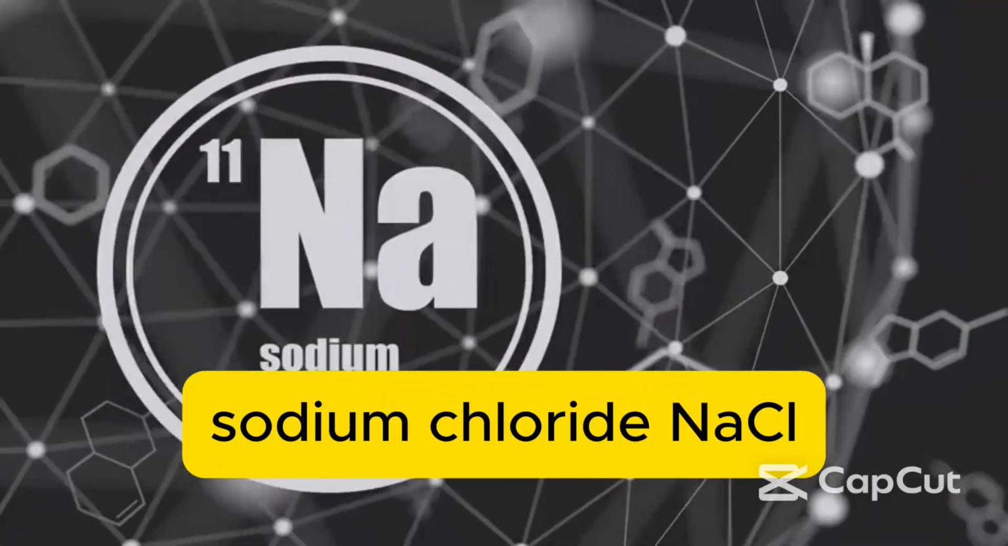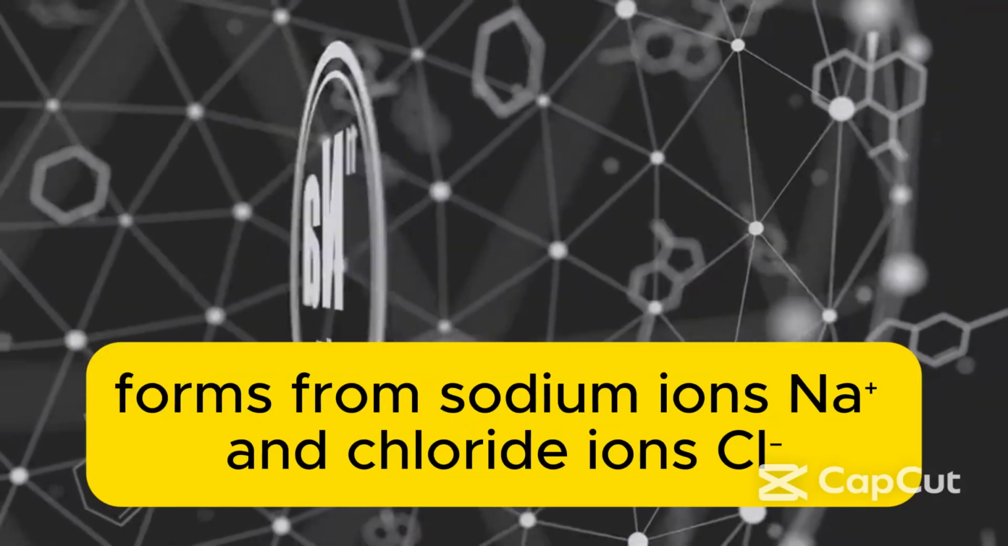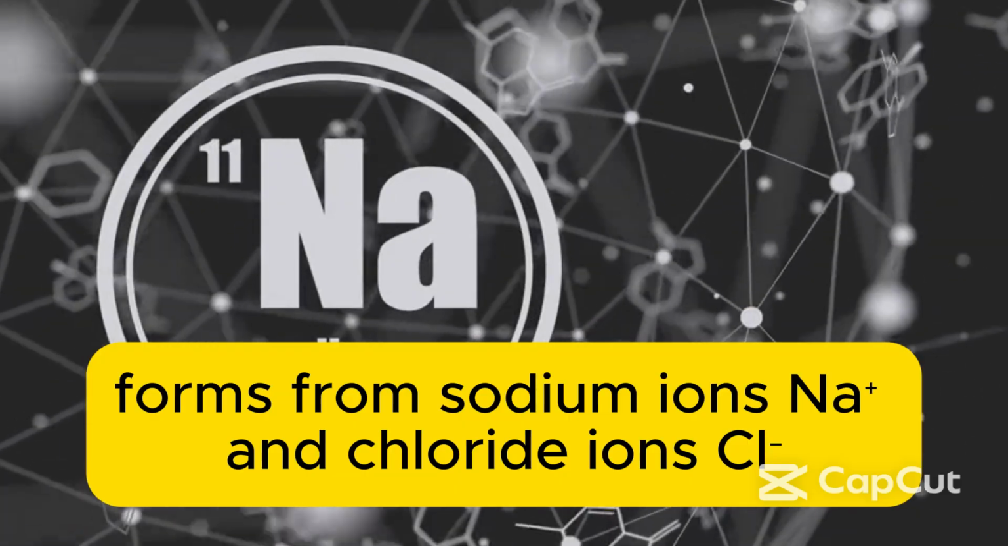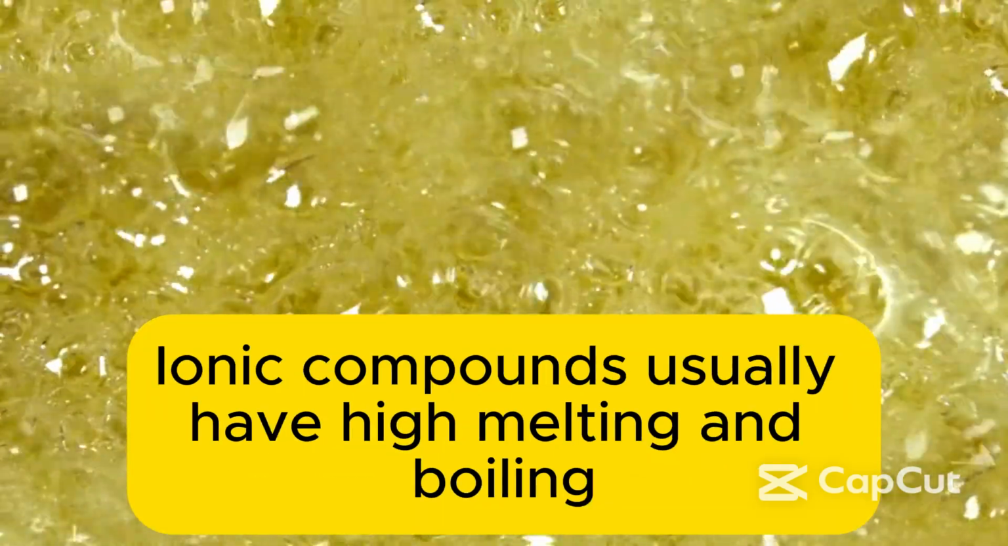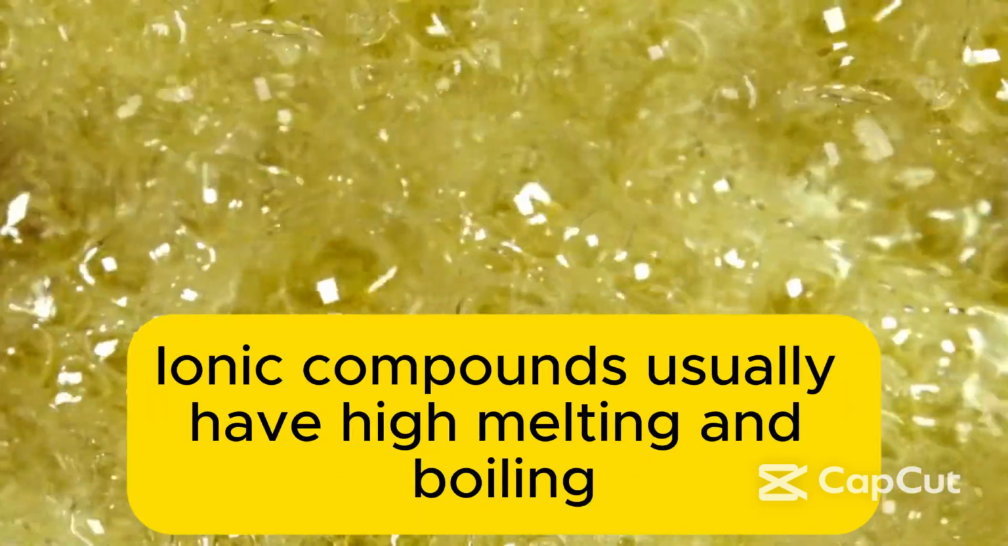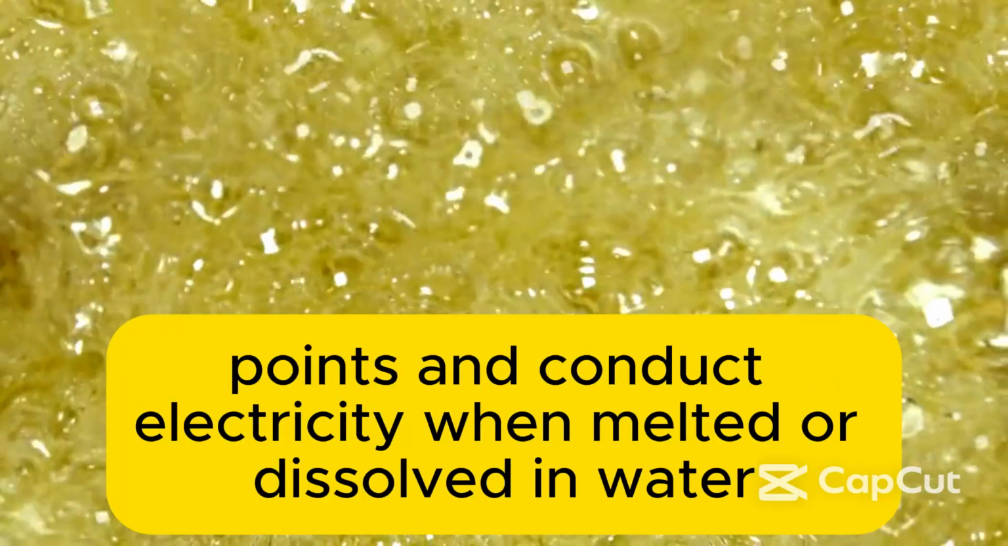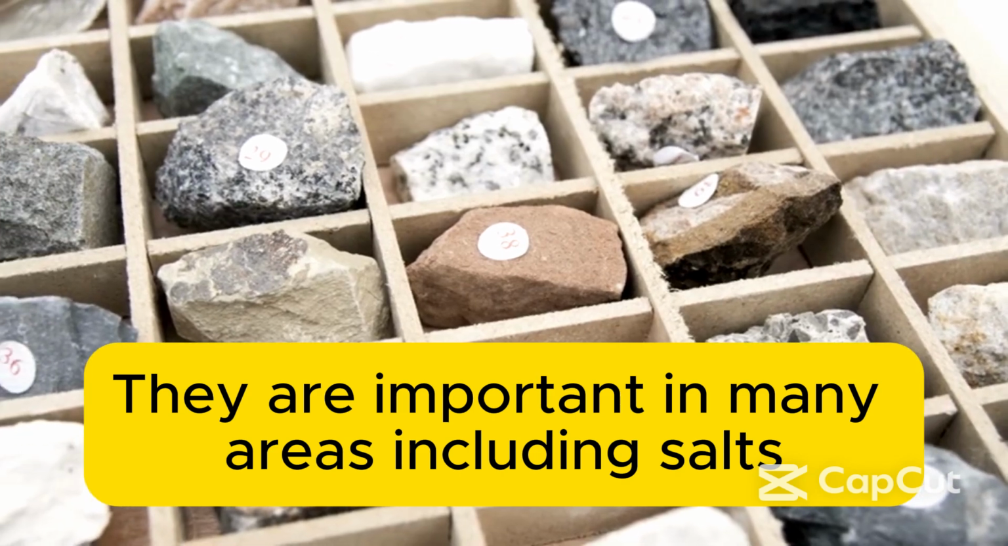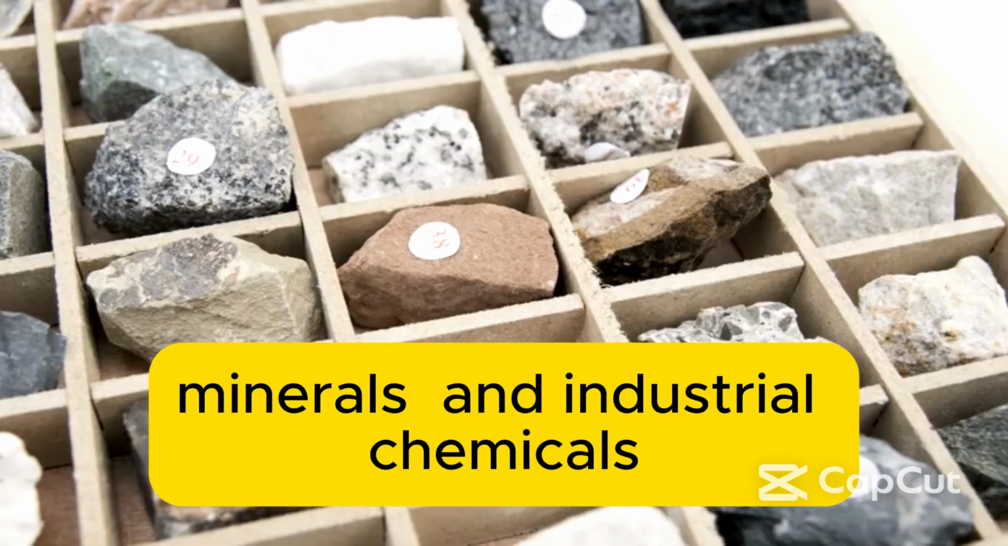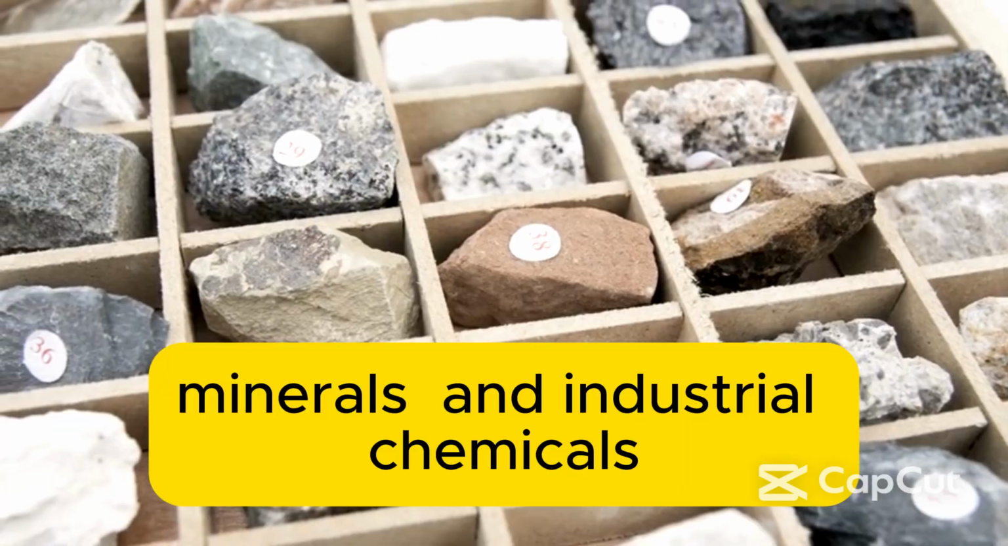For example, sodium chloride, NaCl, forms from sodium ions, Na+, and chloride ions, Cl-. Ionic compounds usually have high melting and boiling points and conduct electricity when melted or dissolved in water. They are important in many areas, including salts, minerals, and industrial chemicals.